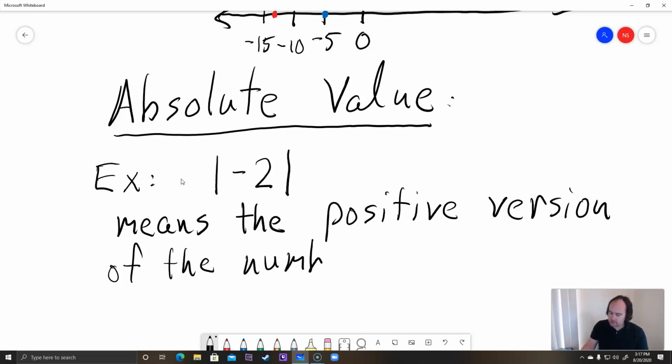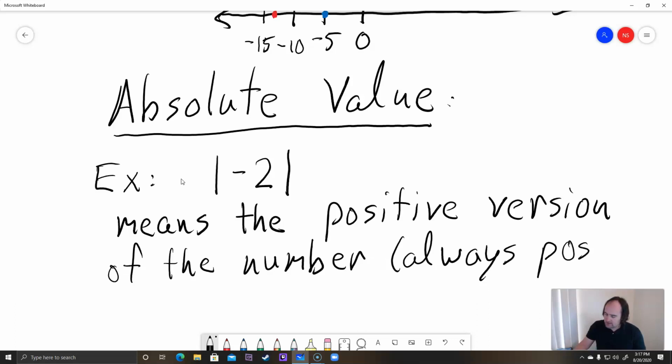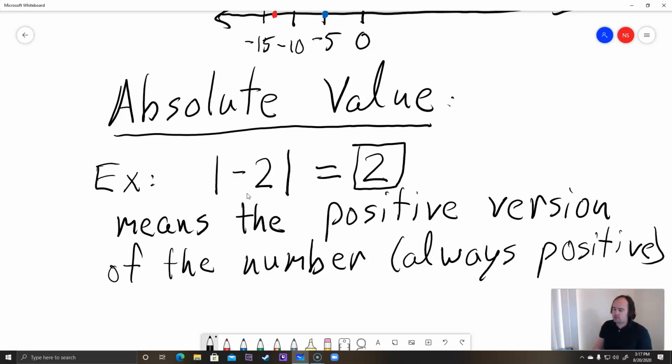There's a lot of different ways of describing it, but since it's the positive version of the number, you can think of absolute value as always positive. Okay, it's never negative. At least what's on the inside. Okay, so if you take absolute value of -2, that's going to give you the positive version of the number. So, well, what's the positive version of -2? Well, you just get rid of the minus and it becomes +2. So this equals +2. And that's our answer. So it's actually just one step.